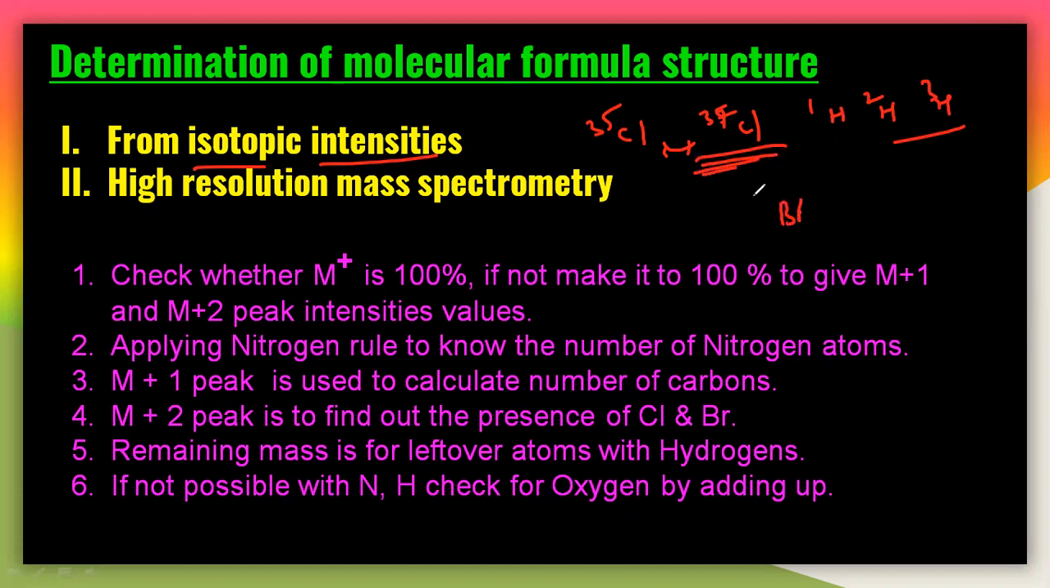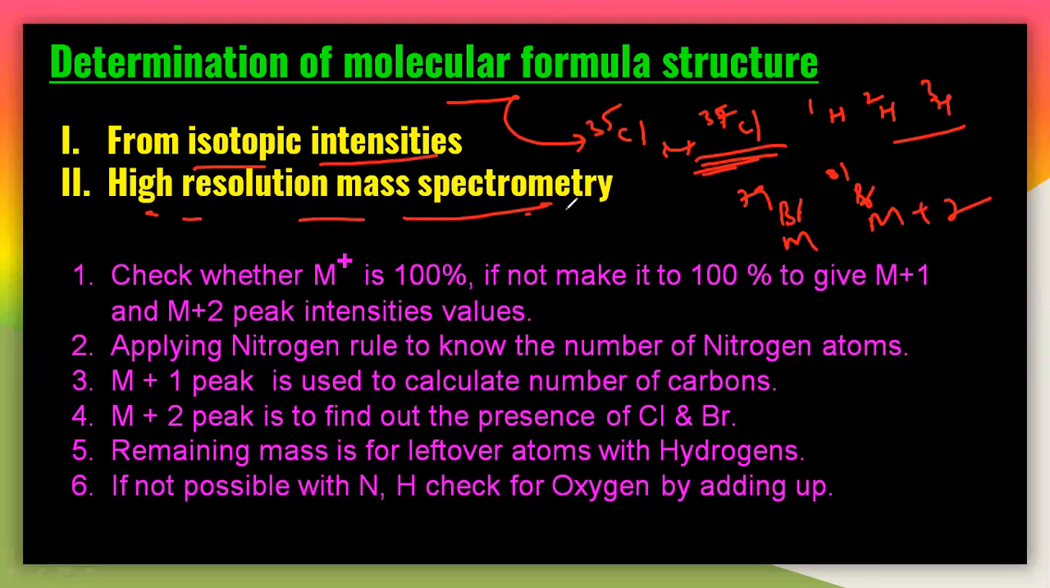You can take bromine. So bromine 79, and bromine which is also 81 here. So like this is M, and this is M plus 2 peak here. So like this we can determine the molecular formula by using these isotopes here. And the second one is high resolution mass spectrometry.